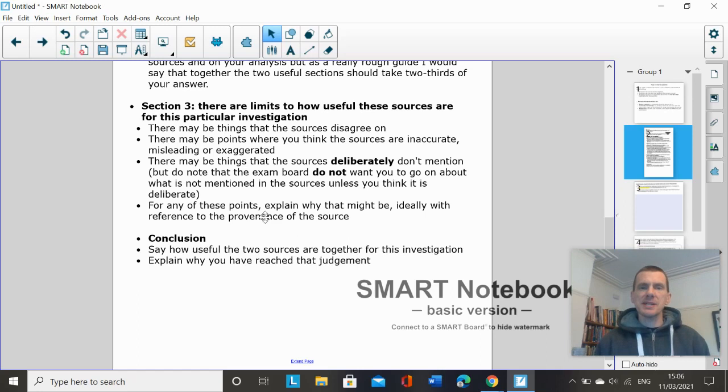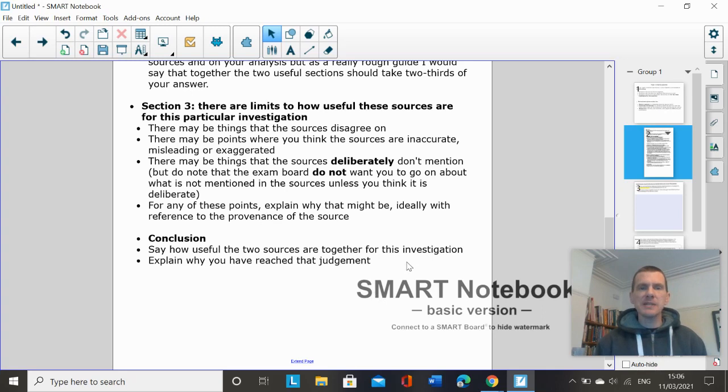There might be things that the sources deliberately don't mention. However, the examiners are aware that no source or no pair of sources can cover everything about a particular topic. And so the examiners do not want you to say, oh, I know lots of things that aren't in these sources, unless you think that the sources are deliberately obscuring something. There's a really good example of this in the exemplar that we'll look at.